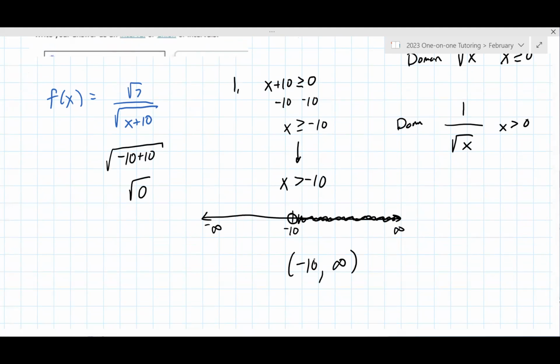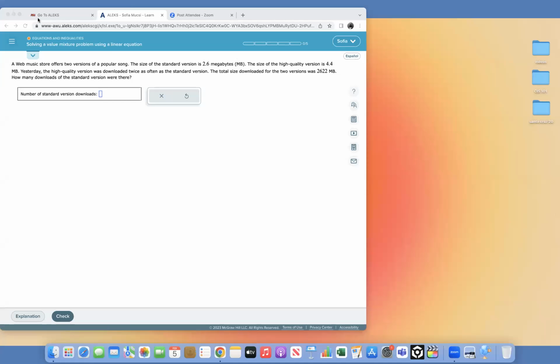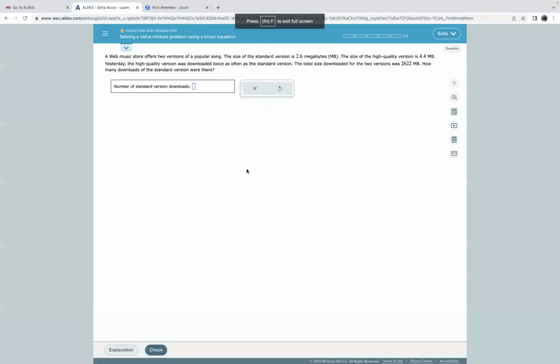Okay, let's see what else I can pick. Okay, I guess I'll do this one. I attempted to do it, but then I couldn't figure out how to set it up, so I don't have a previous example, or I can press explanation if you need it.